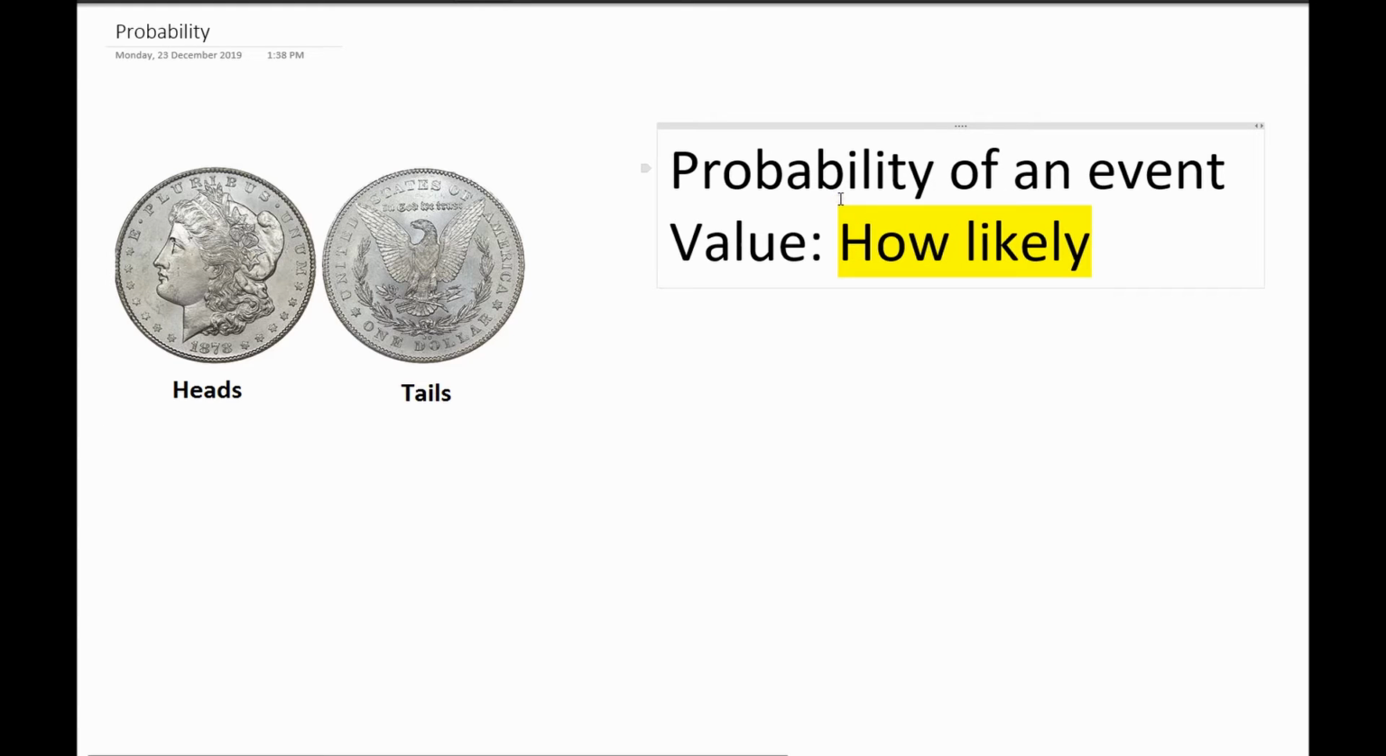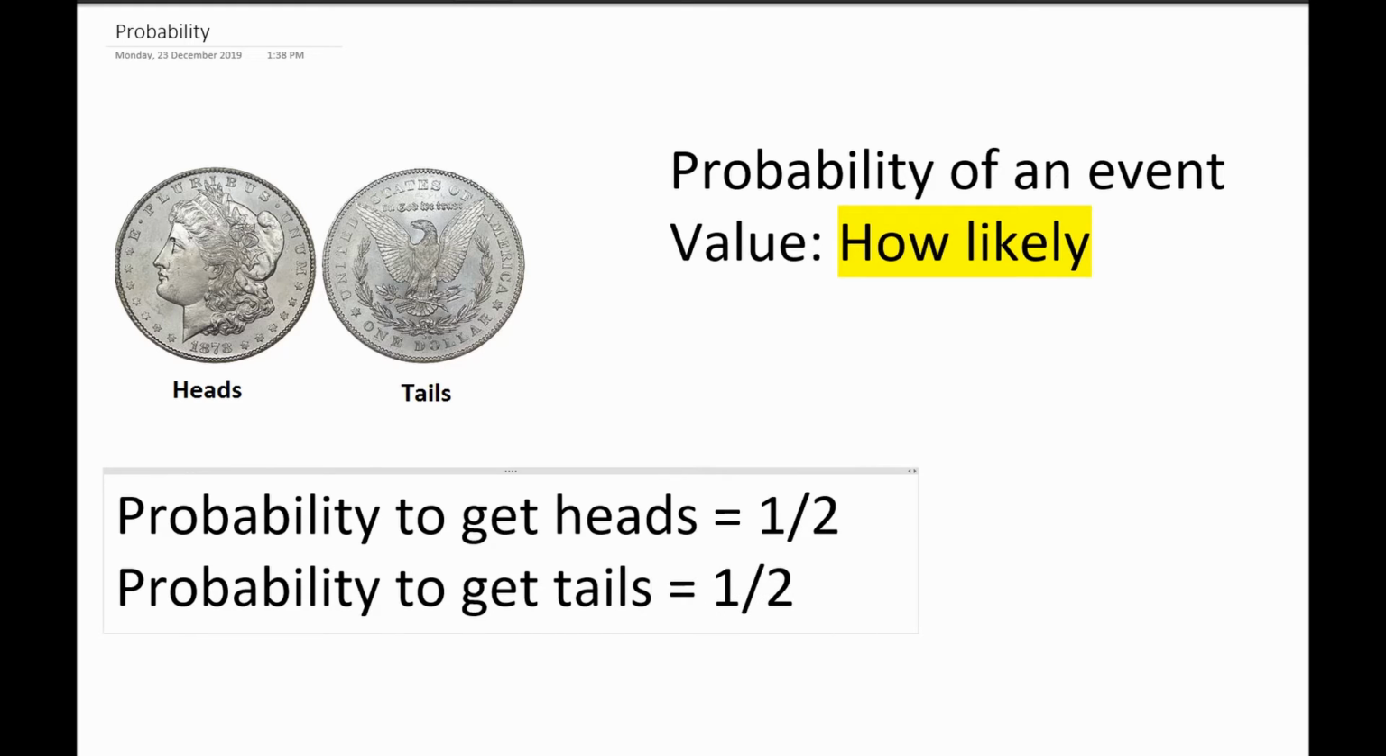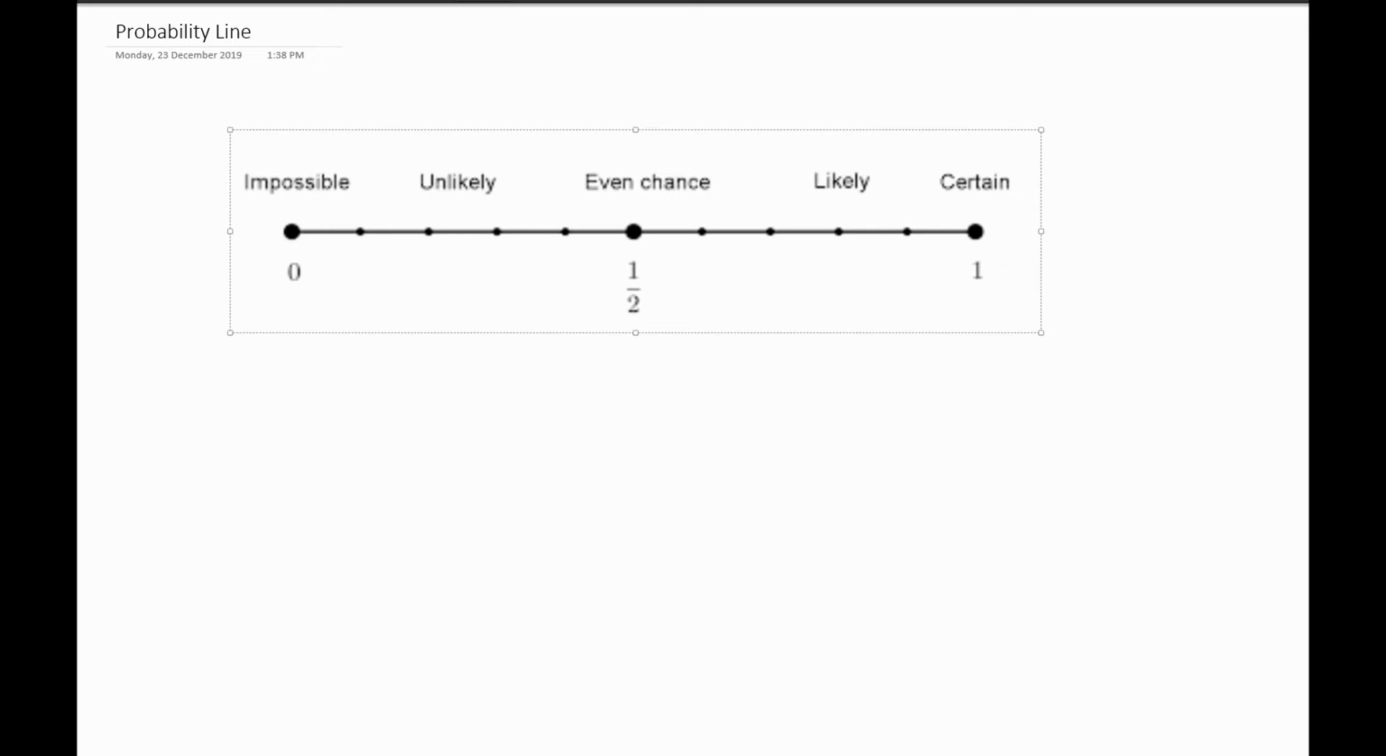So the probability of an event is the value of how likely you will get those events. How likely will you get heads or tails if you throw this particular coin? The probability to get heads is equal to 1/2. The probability to get tails is equal to 1/2. We will look into how to compute this later. So let's first check what the probability line is.